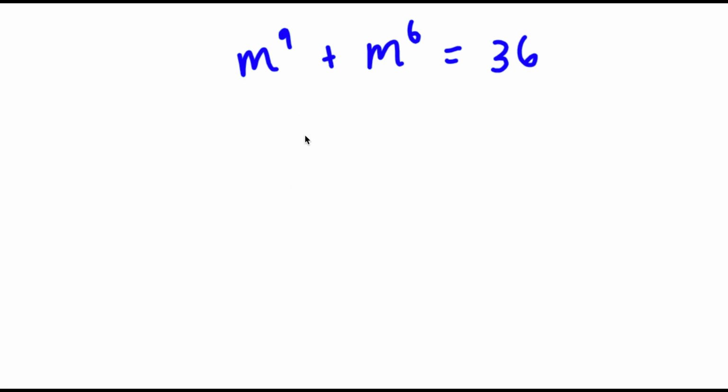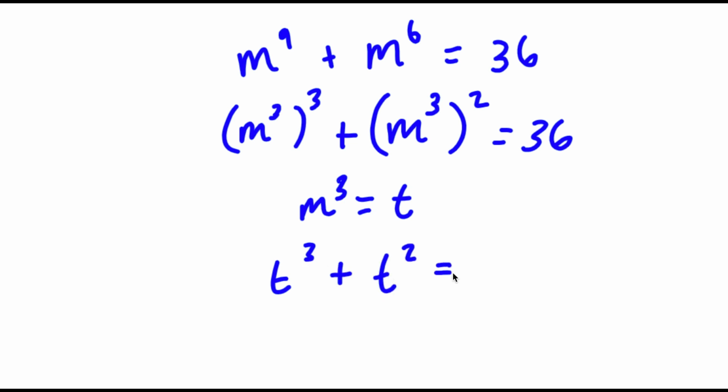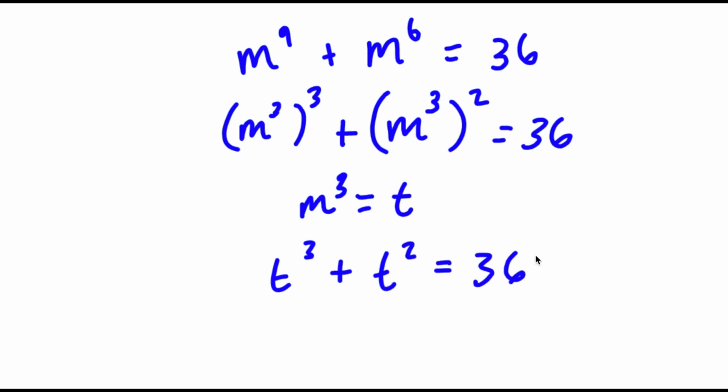Alright, so in this problem, I have m to the power of 9 plus m to the power of 6 is equal to 36. So I'm going to first rewrite m to the power of 9 as m to the power of 3 to the power of 3, and rewrite m to the power of 6 as m to the power of 3 to the power of 2. And this is equal to 36. Now I'm going to let m to the power of 3 equal the variable t. So now I have t to the power of 3 plus t squared is equal to 36.